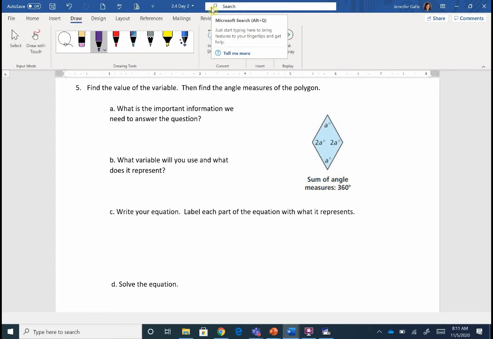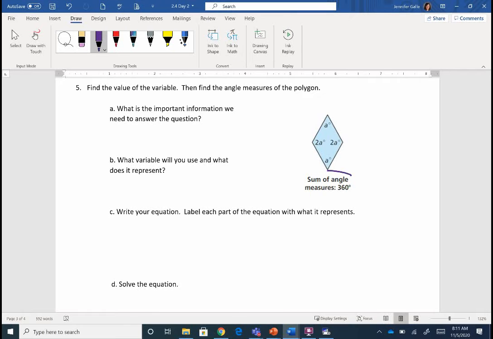All right, so letter A, it says, what is the important information we need? Well, all the important information comes from our figure over on the right. So that important information, the sum of the angle measures, and then the A's. Sum of the angle measures, and they tell us is 360 degrees.